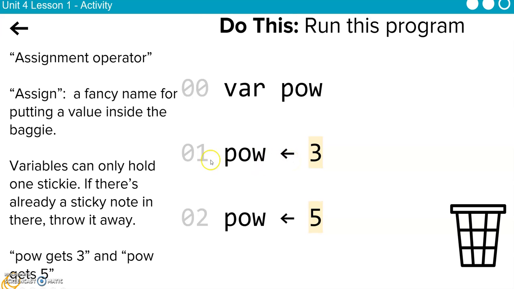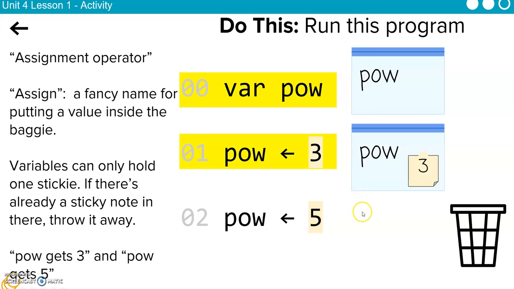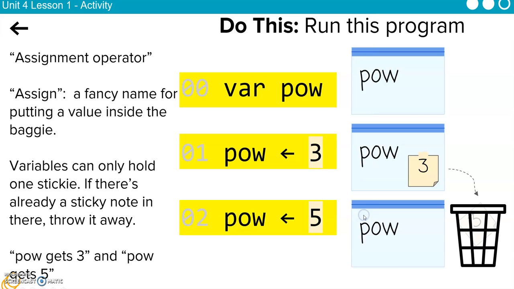It says here variables can only hold one value, one sticky, right? And if there's one in there already, it gets replaced. So you get reassignment. We create this variable called pow. We initially assign 3 to the variable, but on second thought, we change it to 5. So now the 3 is completely gone. Pow has the value of 5 assigned to it. If you watch the graphic, we create this variable, this bag, this holder called pow, we put 3 inside the variable, and then we get rid of the 3 and put in the 5.